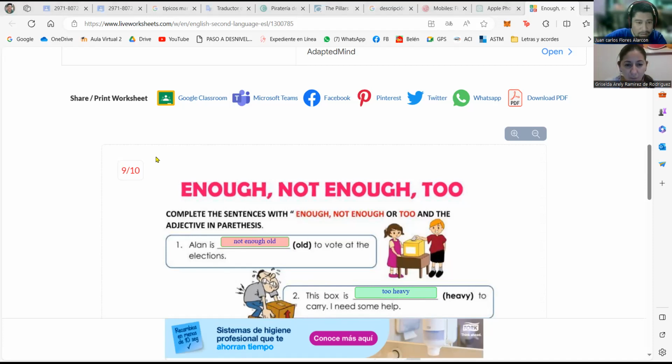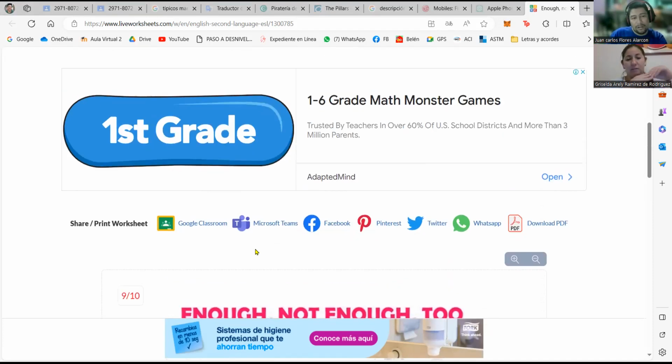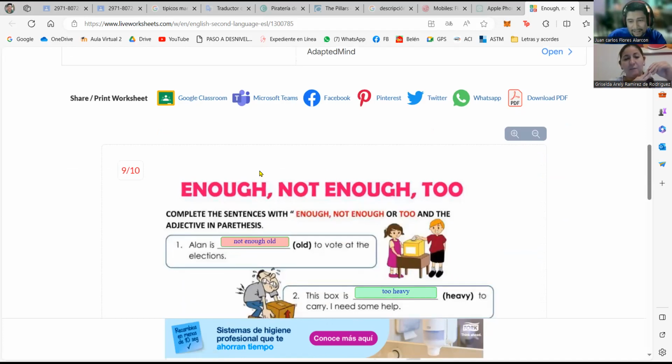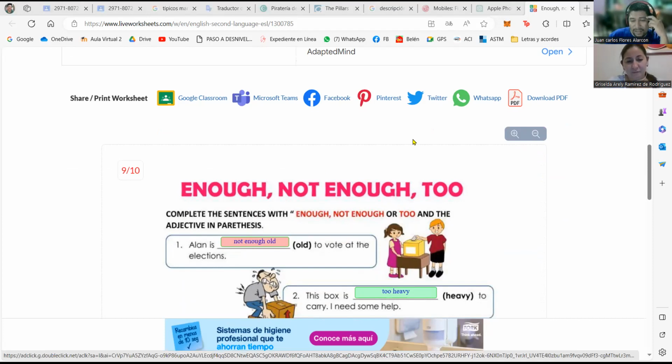Not enough. Yo puse Alan is all, not enough. Y me salió mala. Y usted lo pusieron not enough, all. Y también está mala. Pues entonces póngale solo enough, all enough. No, póngale solo es enough, para ver qué sola da. Es all enough. Solo es all enough, ajá.